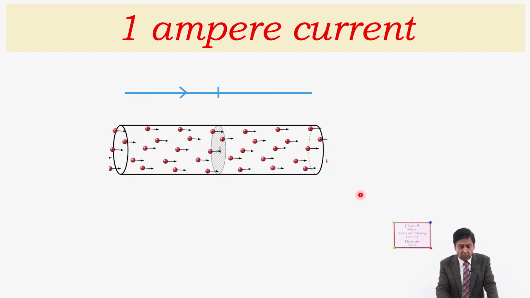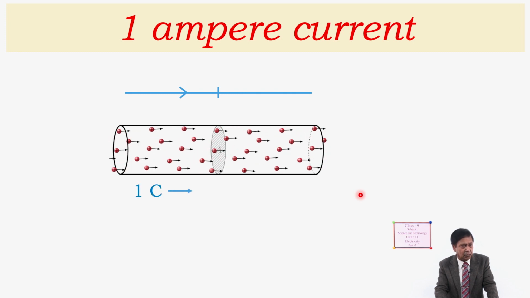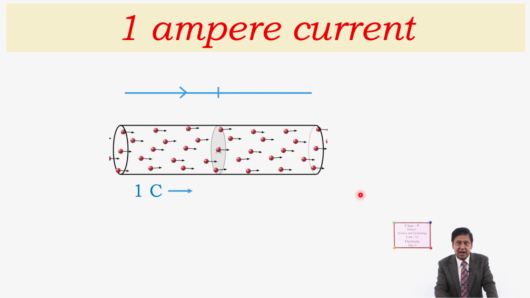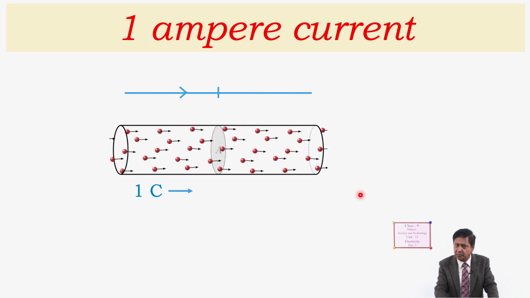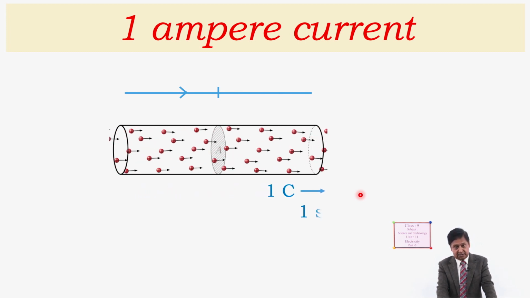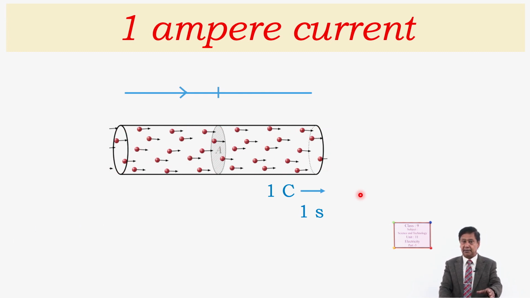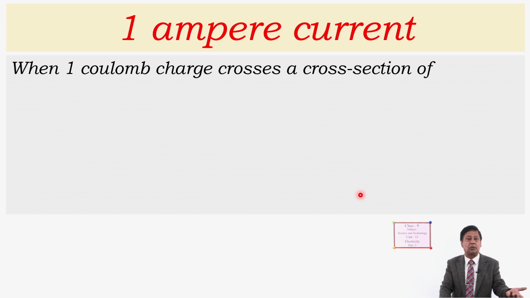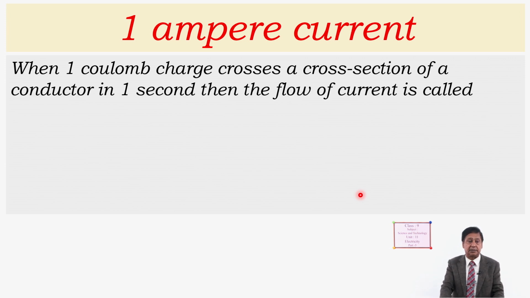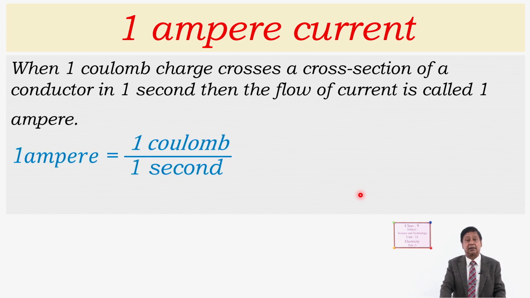Now, if one coulomb of charge, contained in the electrons, crosses the cross section of this conductor in 1 second, then the flow of current is said to be 1 ampere. We can define it this way: when one coulomb of charge crosses a cross section of a conductor in 1 second, then the flow of current is called 1 ampere. And mathematically it can be represented this way: 1 ampere equals 1 coulomb by 1 second.